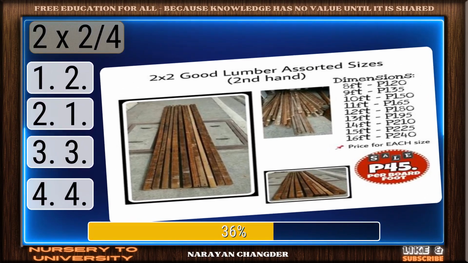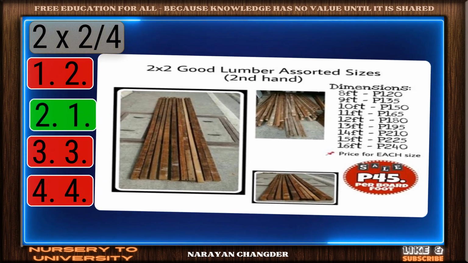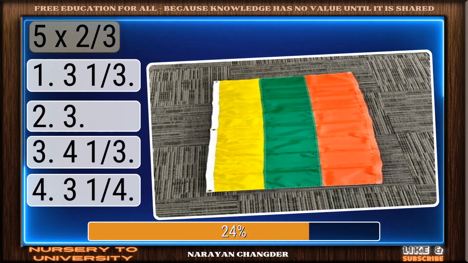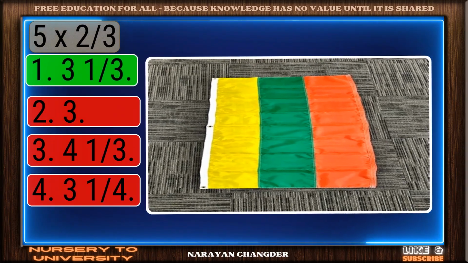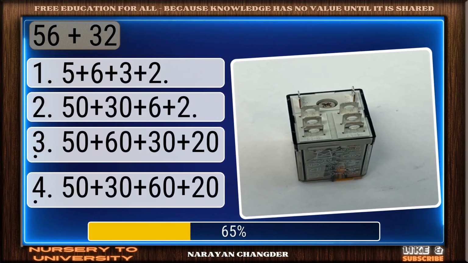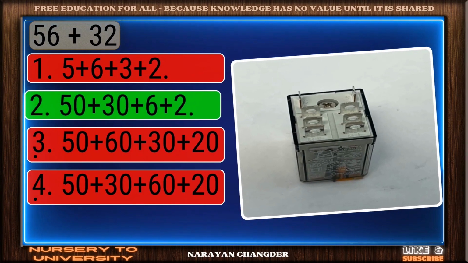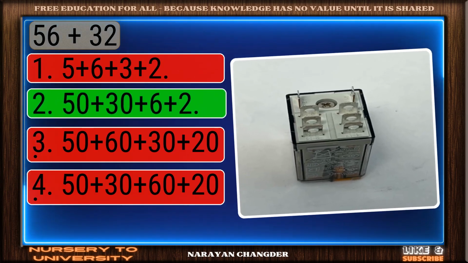4. Sharp thinking. 1 is the right choice. 3. Good job. Your answer 3 works well here. 56. Right again. 50 plus 30 plus 6 plus 2 is a valid answer.